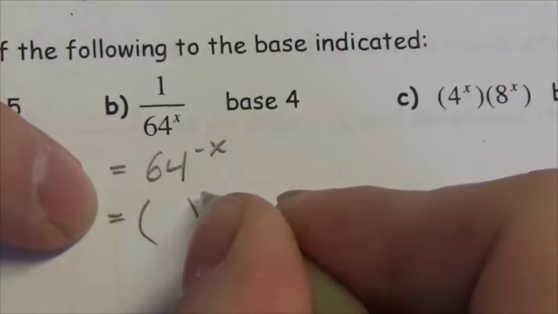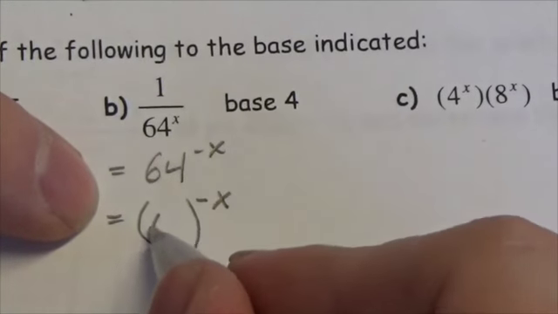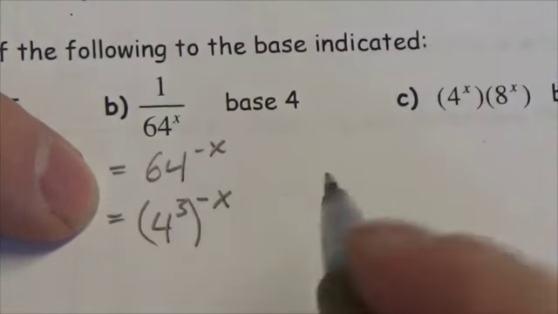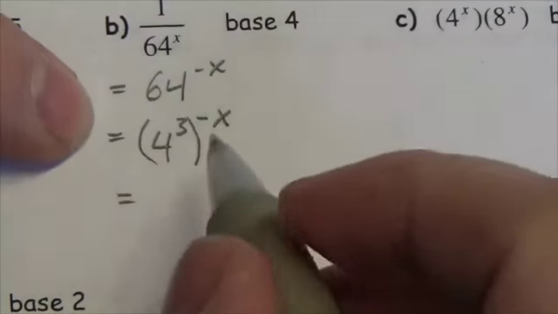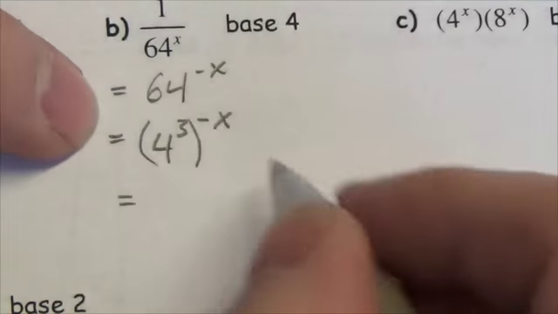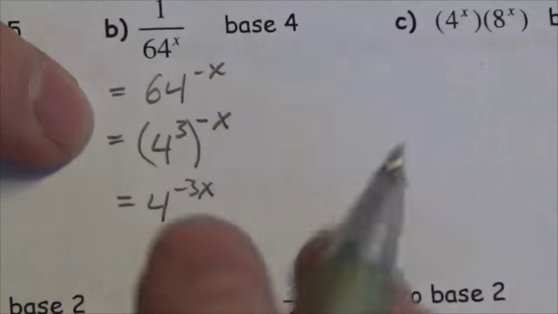So I'm going to change that 64 to a different form here, but it's going to stay 64. And I'm just going to play with this a little bit, and you should find fairly quickly that that's equal to 4 cubed. And now that I've got a power of a power, I simply multiply the exponents, and I'll get 4 to the negative 3x. And there we go. That's what we're looking for.